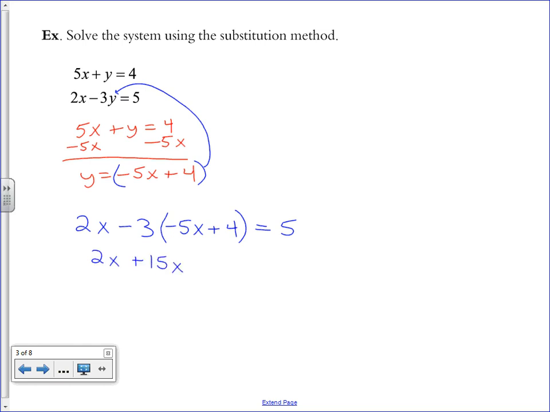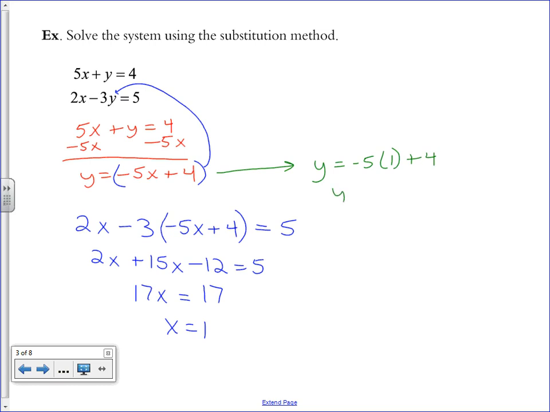Distribute the minus 3. Combine like terms. Over here we have 17x. I'll add this 12 to the other side. X equals 1. When you obtain 1 for x, you have to go back and plug it in to obtain y. Doesn't matter which equation you use. In fact, you can use this equation, which is the one where you've already got y by itself. It's just a rearranged version of the original equation problem. So I'll use this when I'm going to plug in my 1 for x.